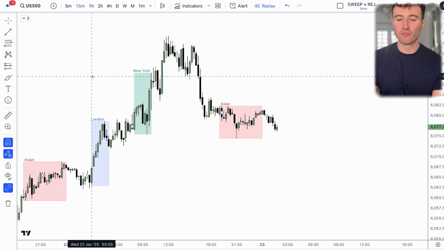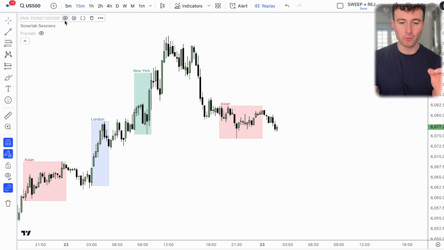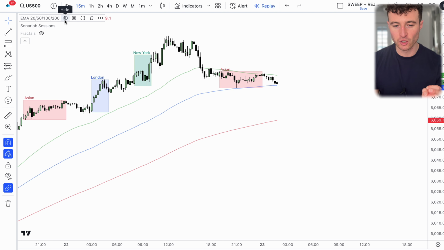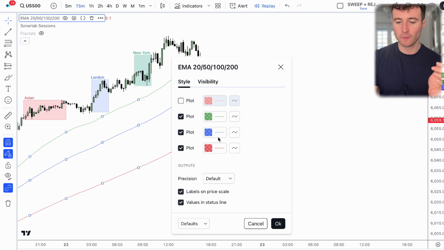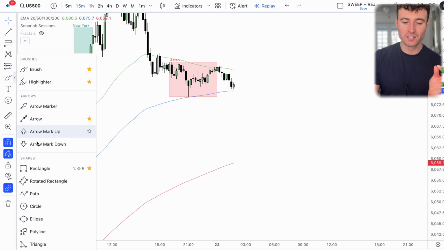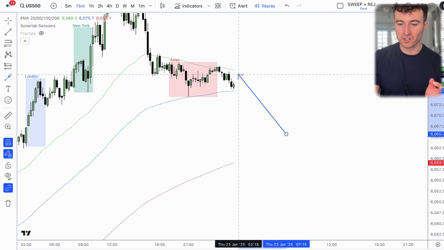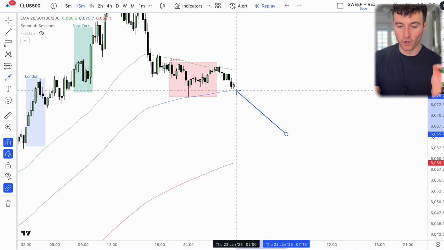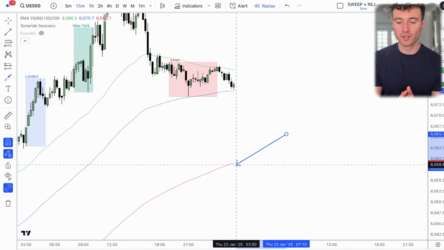We're currently looking at the 15-minute chart. The first thing that we need to identify is our directional bias. You can see right here, we've got the 50, the 100, and the 200 exponential moving average applied to our charts. This green one is the 50, this blue one is the 100, and this red one's the 200 EMA.